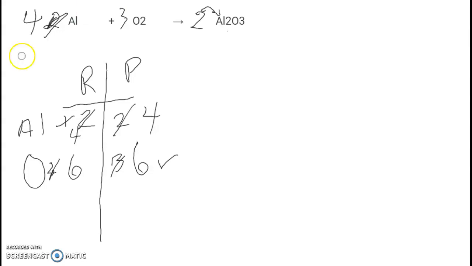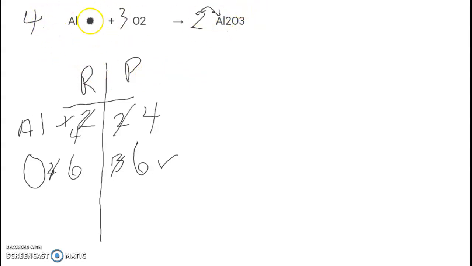I'd rather you not scratch it out on tests and quizzes. It makes it hard to read. Erase it, or just do a single line through it so it makes it a little bit easier. So I have 4 aluminums and 6 oxygens, and that is now a completely balanced equation.